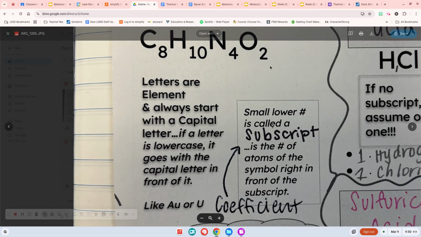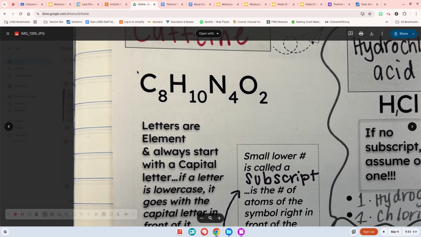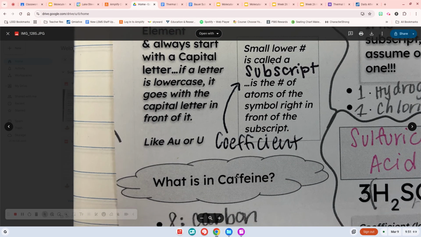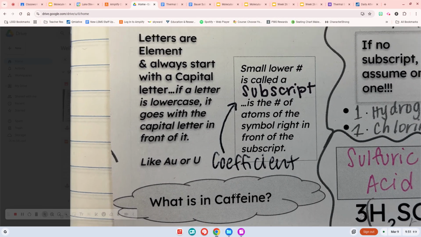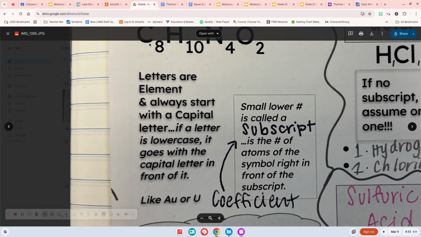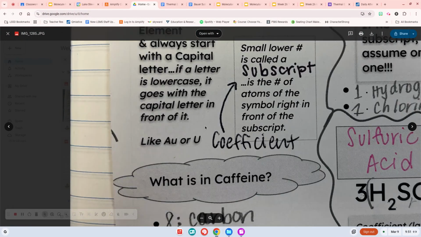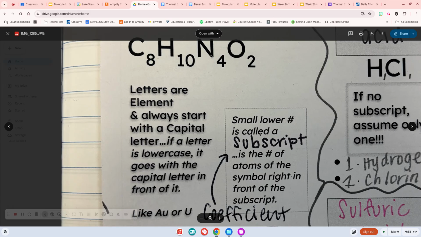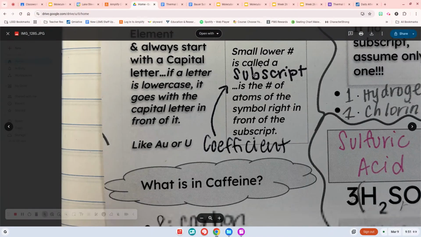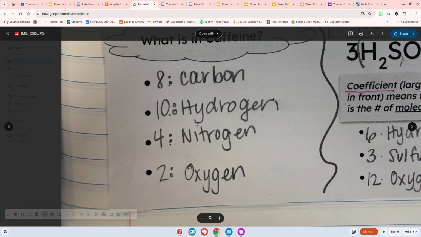The small lower numbers here are called subscripts. Sometimes we'll have a number in front of the molecule. This is called the coefficient, okay? For here, it would be an imaginary number 1. So let's take a look. What's in caffeine? There are 8 carbon. Let's look back. I see this number 8. That tells me there's 8 carbon. There are 10 hydrogen, 4 nitrogen, and 2 oxygen. Pause if you need to.